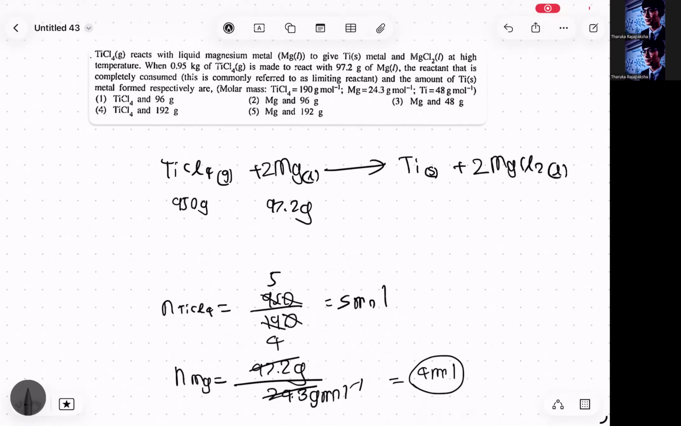So how do we find the limiting reagent? You have to divide the number of moles by the stoichiometry. So 5 divided by 1 is 5. 4 divided by 2 is 2. So the lesser value is 2, right? 2 is the lesser value. So that means magnesium is the limiting reagent.